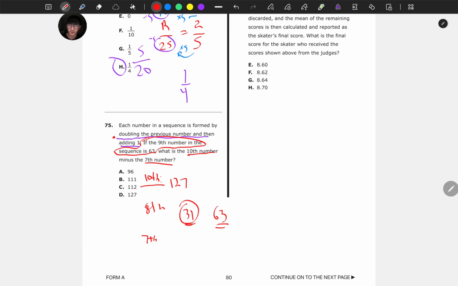Right, so there was no mistake so far, and now I have to do the same thing, and I go backwards again, right? So I do the inverse, so I subtract 1, so it's going to be 30, and then I half that, it's going to be 15. Okay, great. So I know the 7th number now, and I know the 10th number, so it's 127 minus 15, and that's just going to be 112, which is choice C.